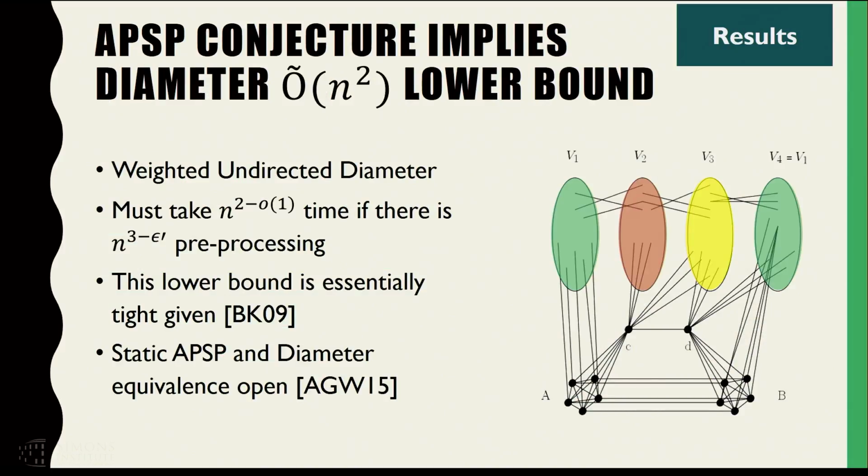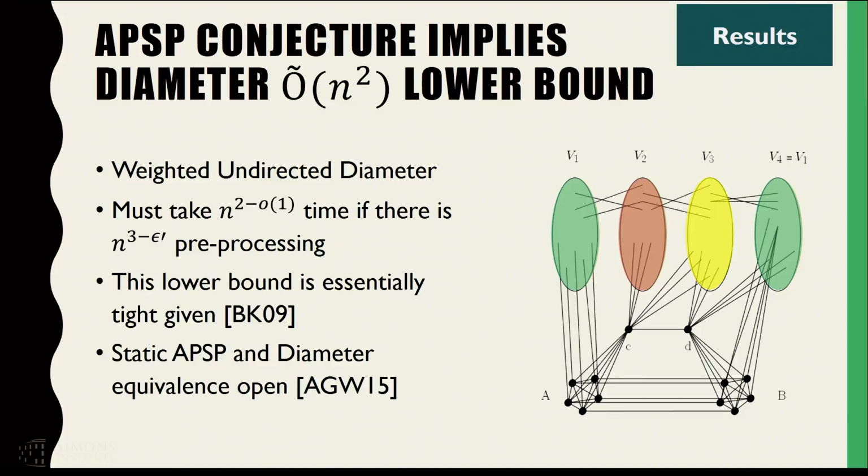So, what kinds of lower bounds can we get? One example is in weighted diameter, we can get an n squared lower bound from all pair shortest paths. An important thing to note is that pre-processing time here is going to have to be limited. So we're going to say you're not allowed to have n cubed pre-processing time, you're only allowed to have n to the 2.99 pre-processing time, for example.